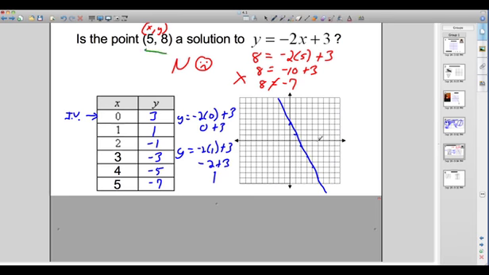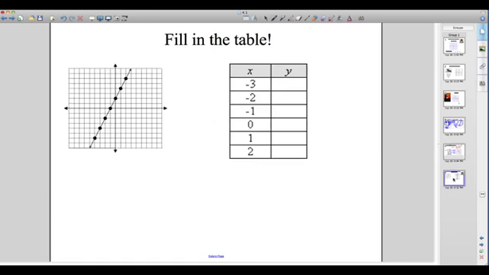So you can see, was that original point 5, 8 on there? Well, if I go over 5, up 8, there's no way it's on there. 1, 2, 3, 4, 5, up 8. It's this point. Not even close to being a solution or a point on the line. So definitely not a point on the line. Excellent.